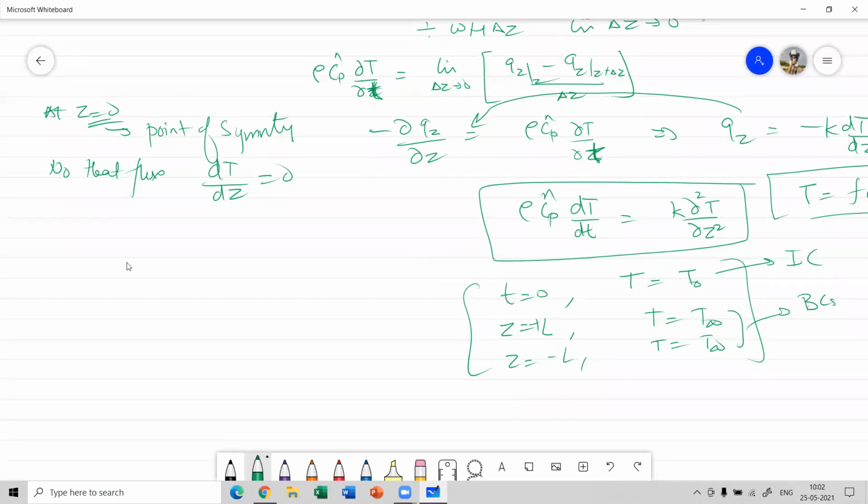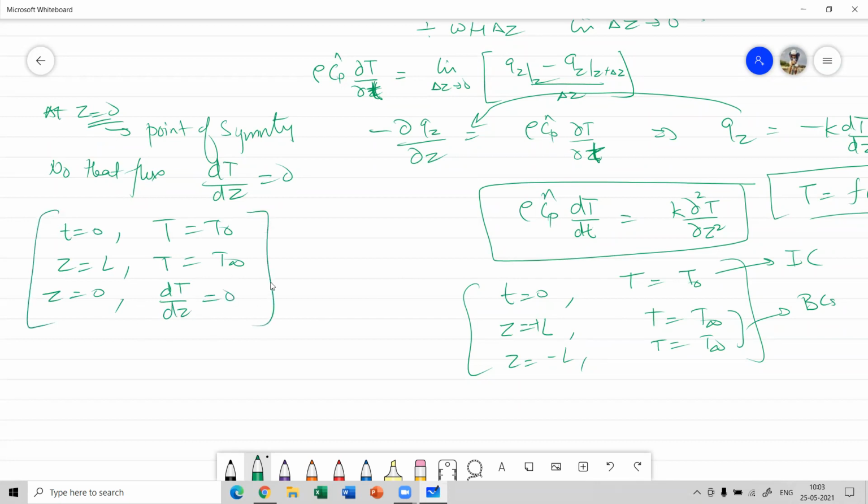So these conditions can be modified. At t equal to 0, we have T equal to T naught. At Z equal to L, because at L or minus L it's the same, so we're taking only one L, it's T infinity, and at Z equal to 0, we have dT by dz is 0. So with these boundary conditions, we're going to try to solve the given equation.